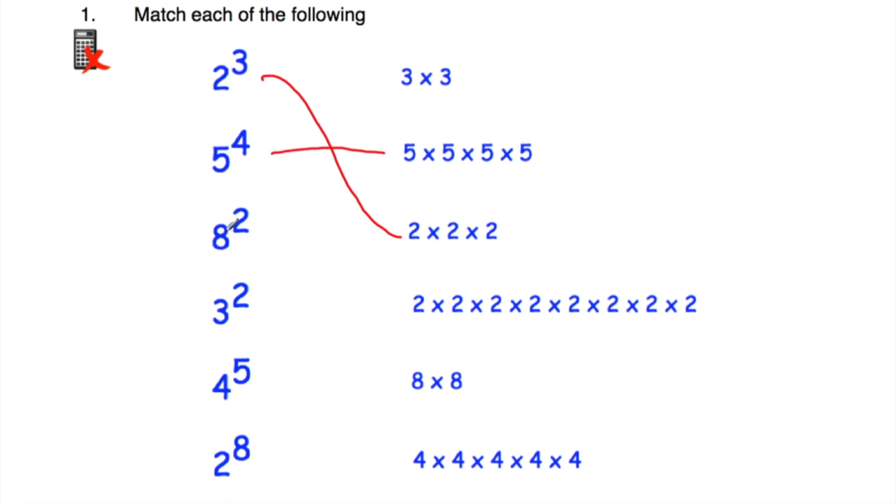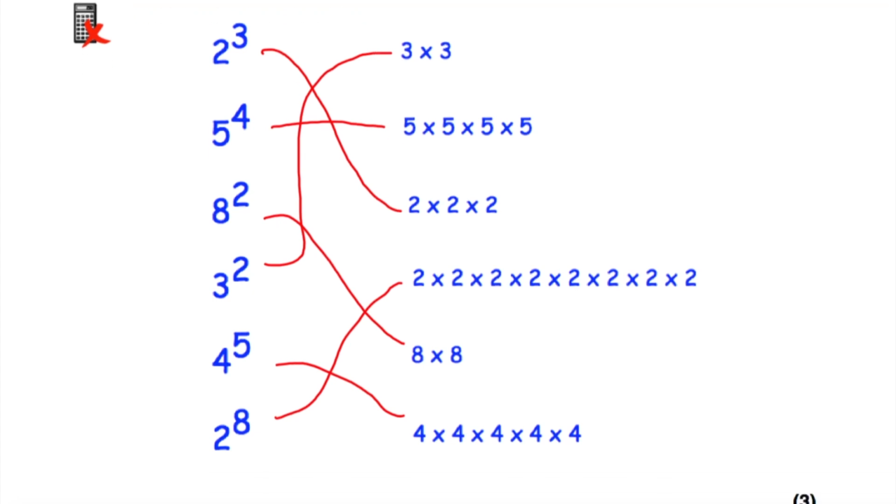8 squared means 8 multiplied by itself, so it's going to be that one. 3 squared will mean 3 multiplied by itself, 3 times 3, so it's going to be that one. 4 to the power of 5 will be 5 4s multiplied together, or 4 times 4 times 4 times 4 times 4, so that's that one. And finally 2 to the power of 8 will be 8 2s all multiplied together, so it's going to be 2 times 2 times 2 times 2 times 2 times 2 times 2 times 2, and that's going to be that one. So that's it to have matched up each of the following. And that's question number 1.